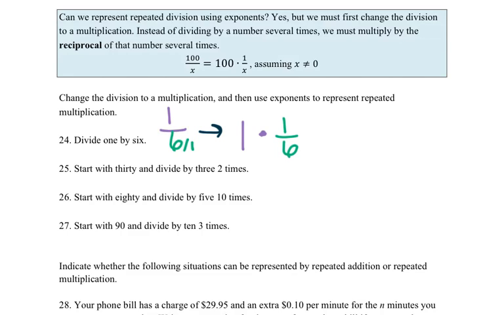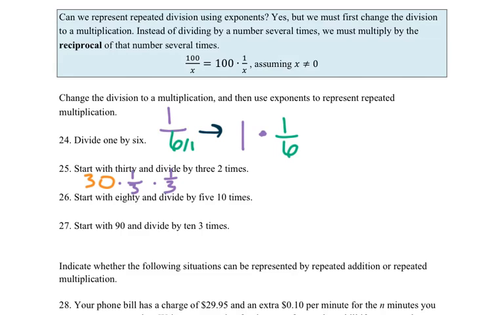Okay, so let's do 25. It says start with 30 and divide by 3 2 times. So we're going to try to divide by 3 2 times. So instead of divide by 3, I'm going to multiply by 1 over 3. And I'm going to do that 2 times.